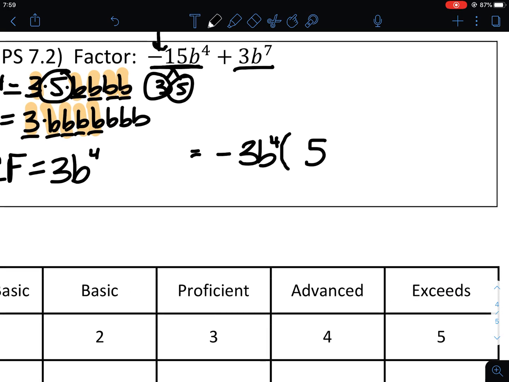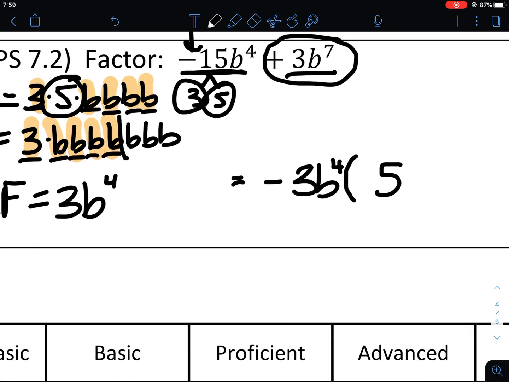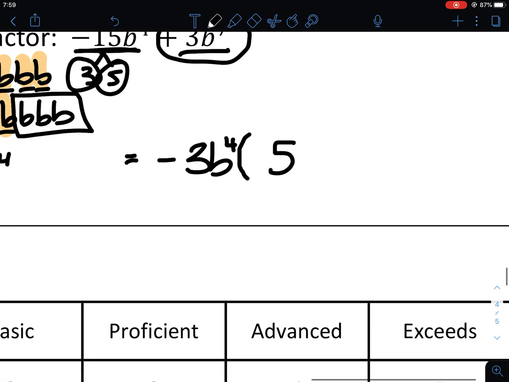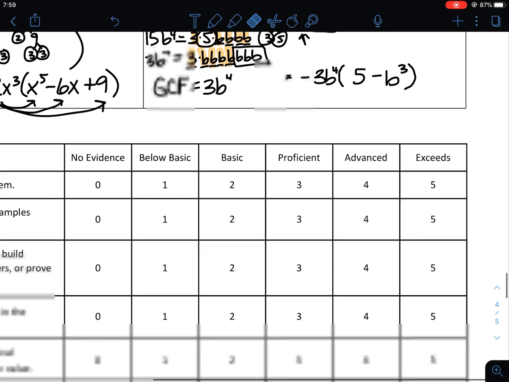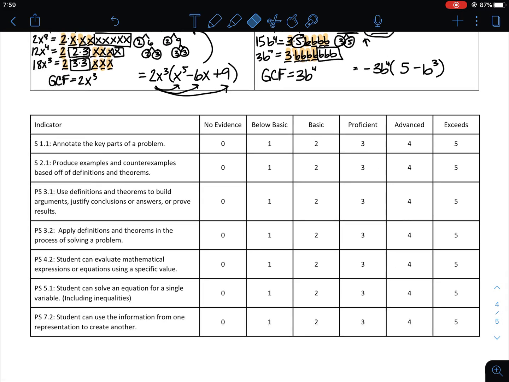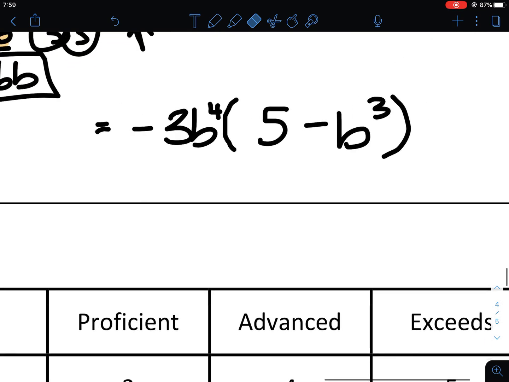And then the 3b to the 7th is positive, so I need a negative times a negative to make that term positive. And left over from that term is b to the 3rd. No numbers, just b to the 3rd. And again, negative times negative is positive, which is what we wanted. So the representation, what did we call it in the standard? The different representation is negative 3b to the 4th times the quantity 5 minus b to the 3rd.